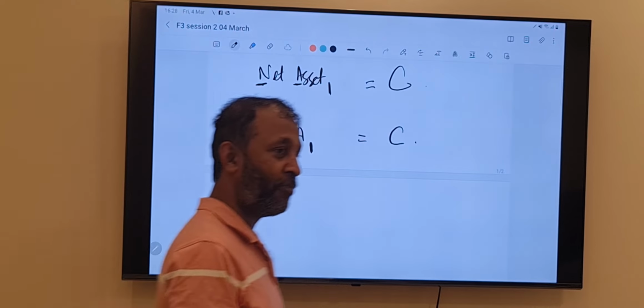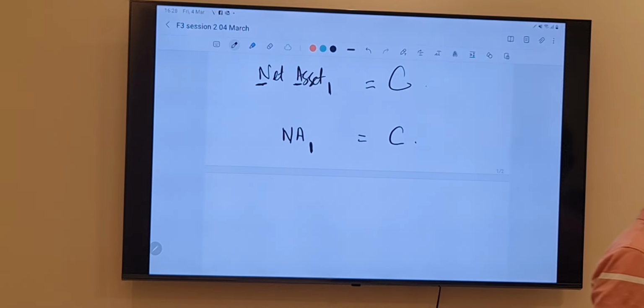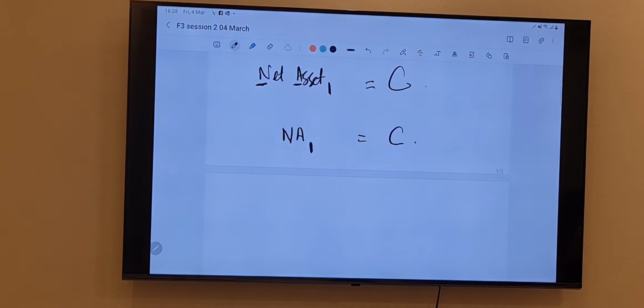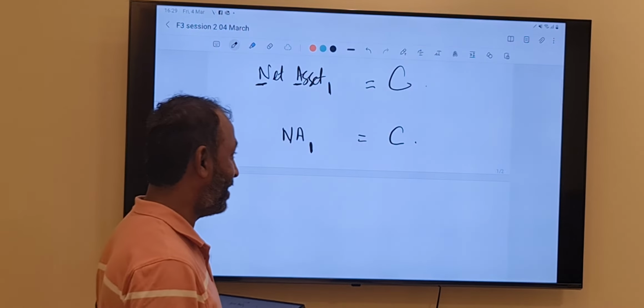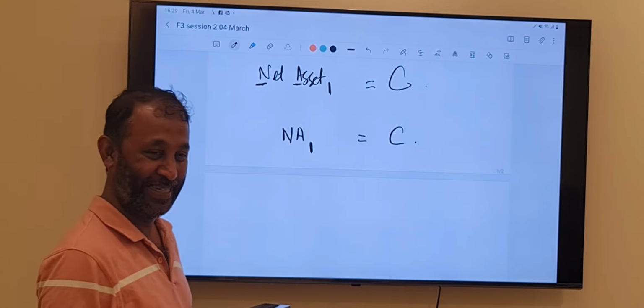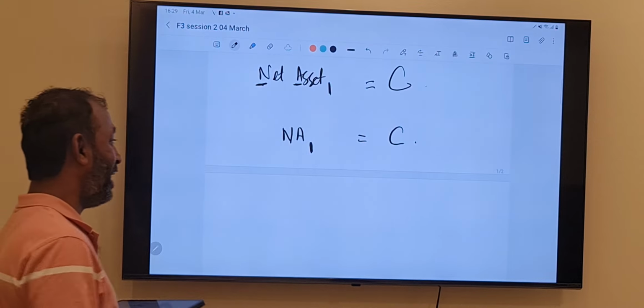In chemistry, Na is what? Anyone can tell me? Chemistry, science. Na means what? Nitrogen? No. Na is sodium, exactly. So, NA1 is equal to C. C is not calcium, it is capital. Okay. So, NA1 is this.